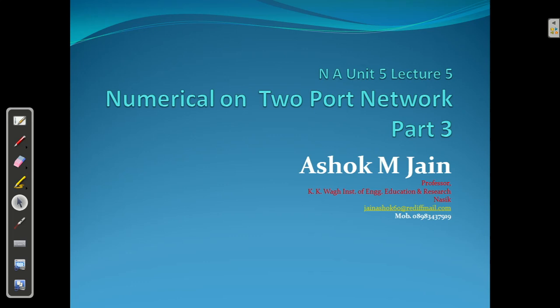In this lecture, I am going to discuss numericals on two-port network. Already I had discussed two-port network part 1 and part 2. So this is part 3 I am going to discuss. We will discuss around 3 numericals based on the two-port network. So this is problem number 1.